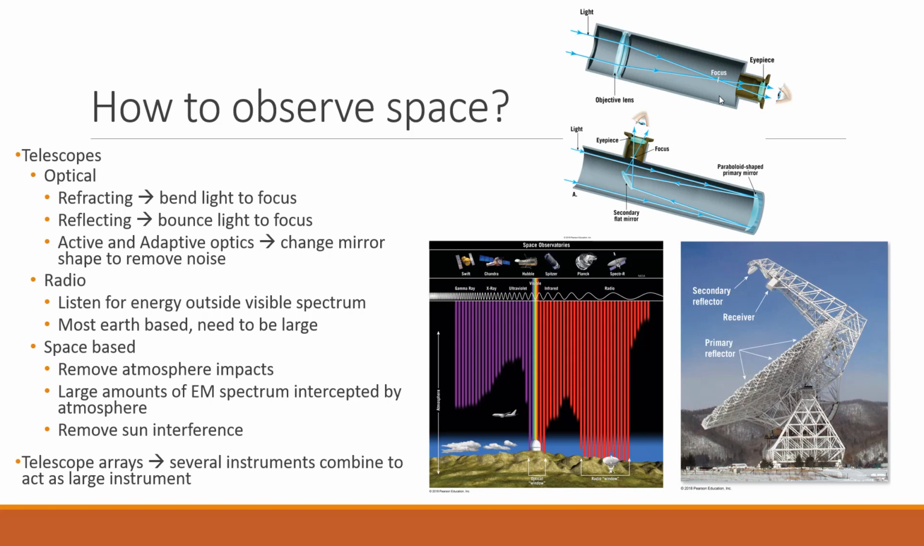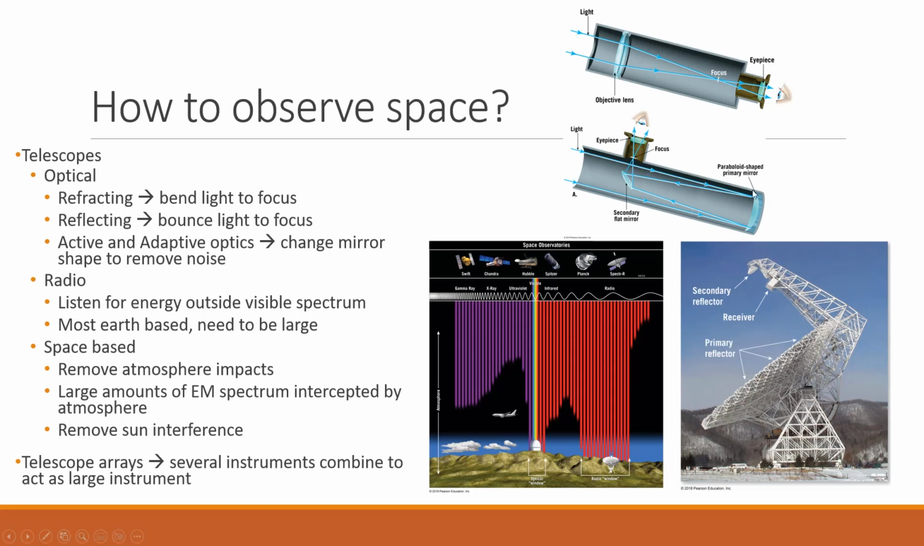The more updated technology in optical telescopes are called reflecting telescopes. Reflecting telescopes is the second one, this bottom one. They use mirrors and they bounce light to focus it. Light comes in, it bounces off a primary mirror, it hits a secondary mirror, and that's where it's going to focus to your eye.